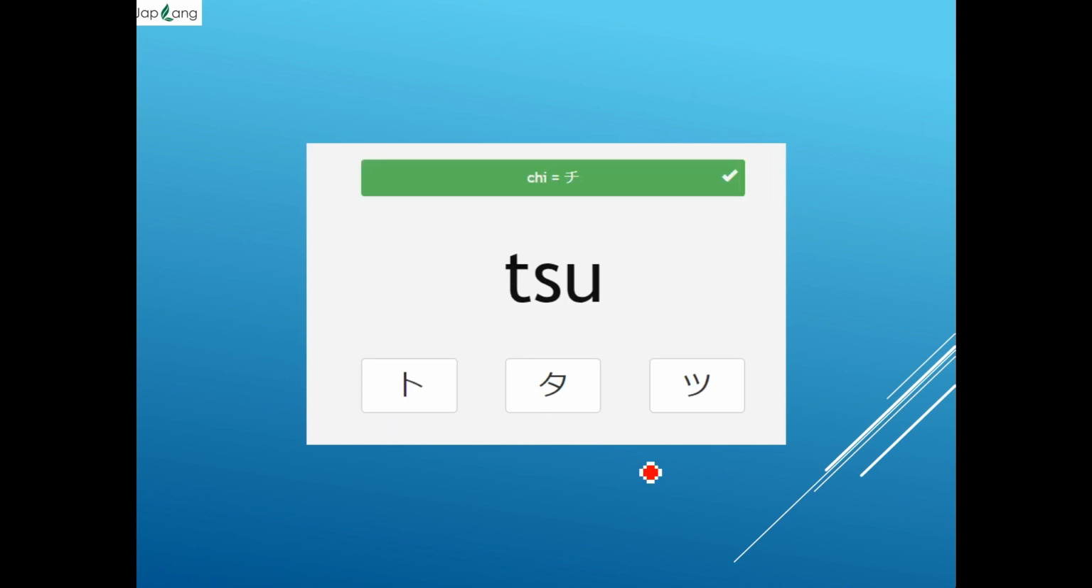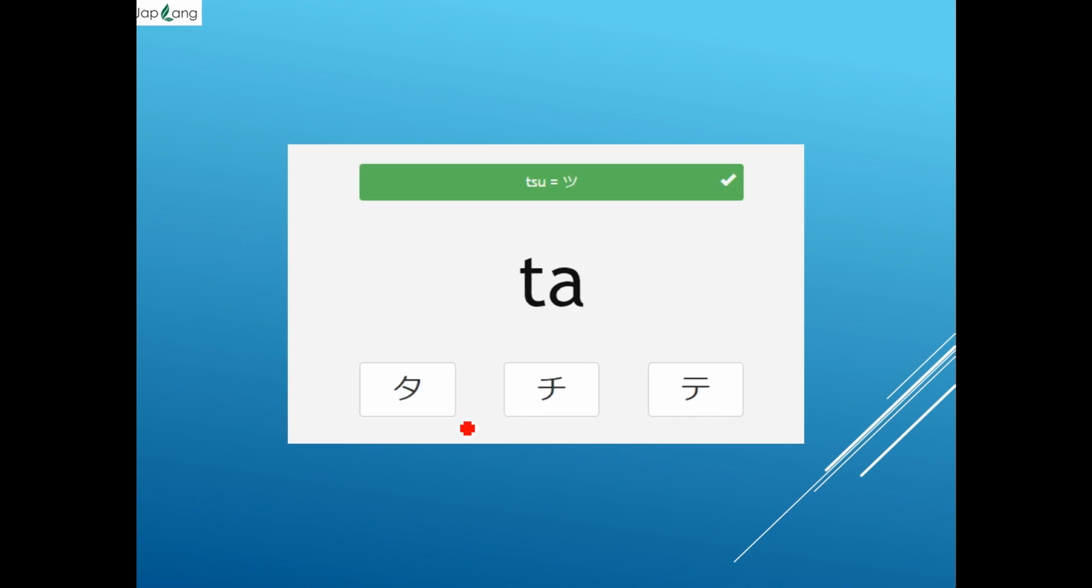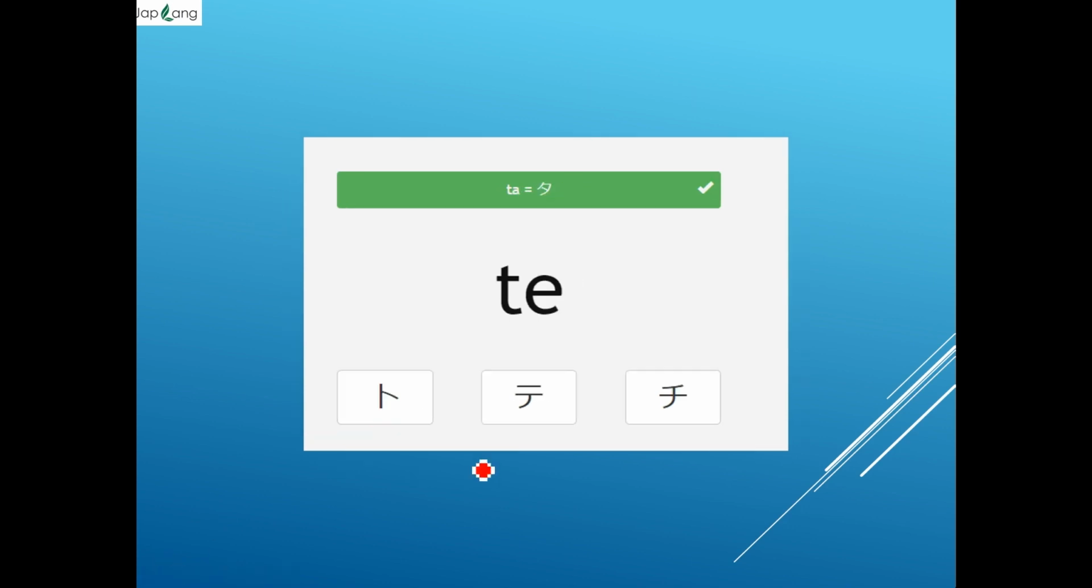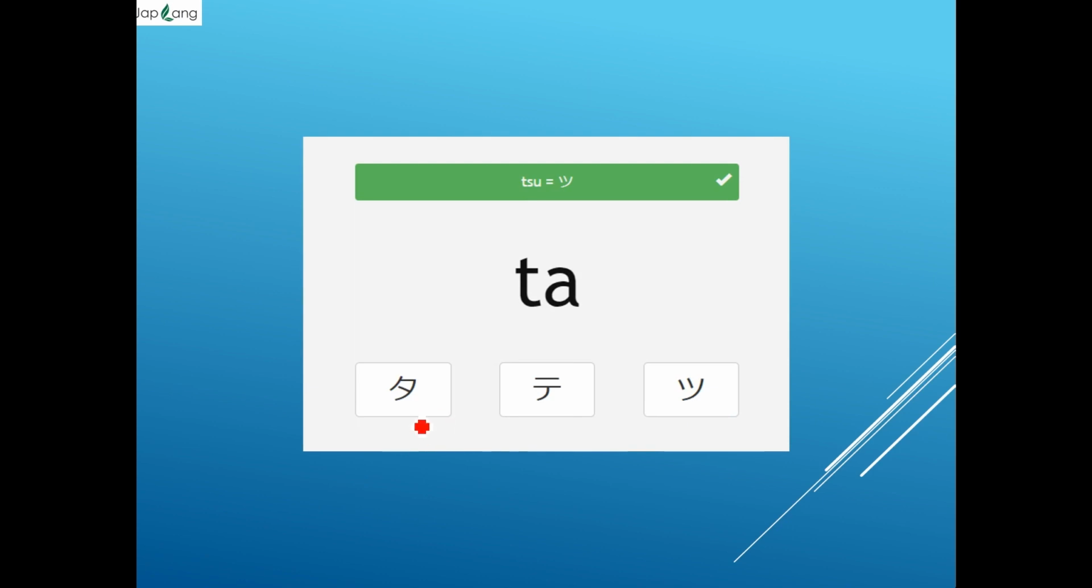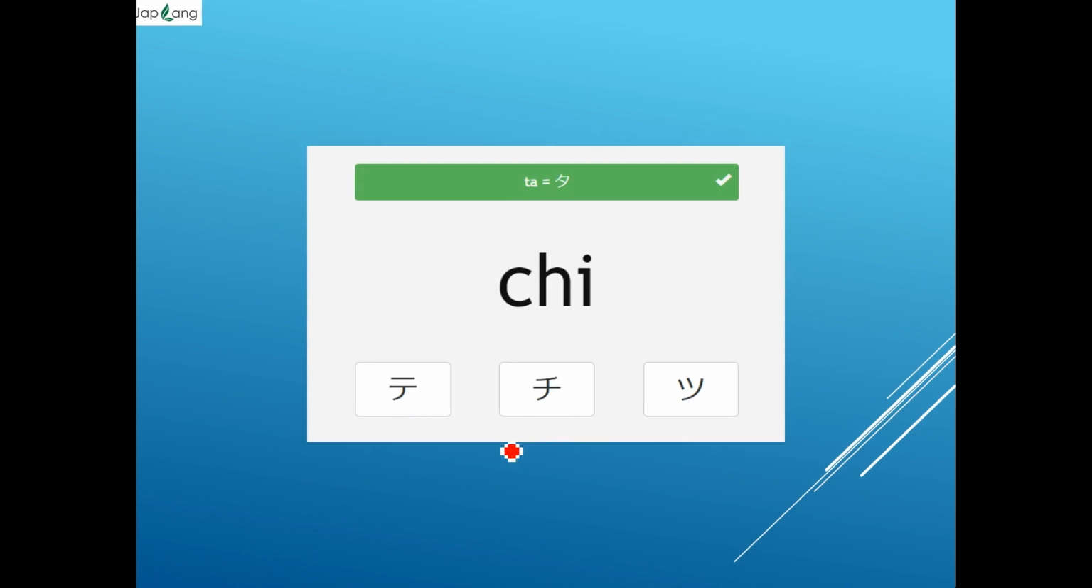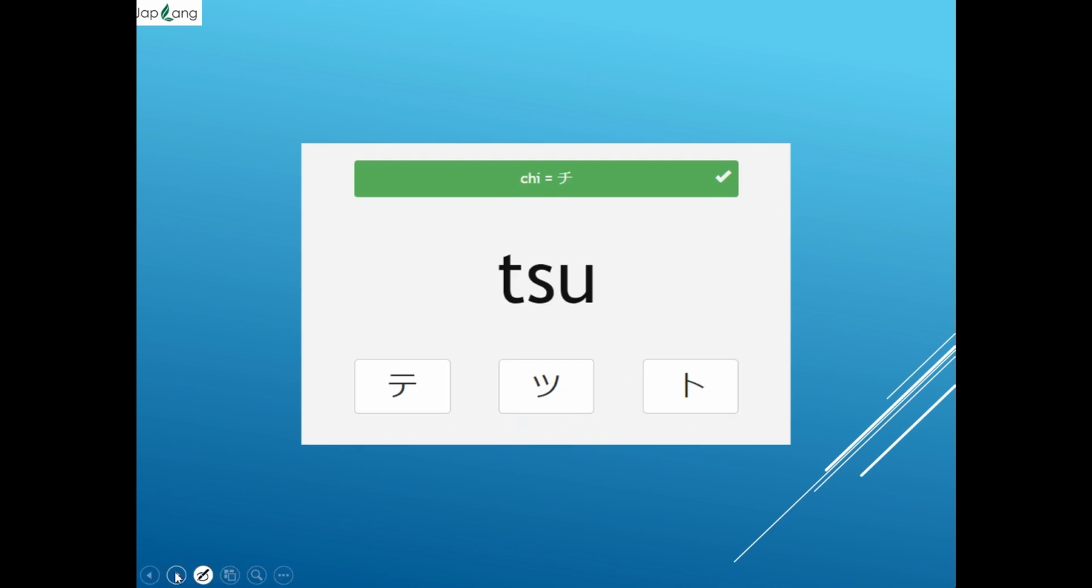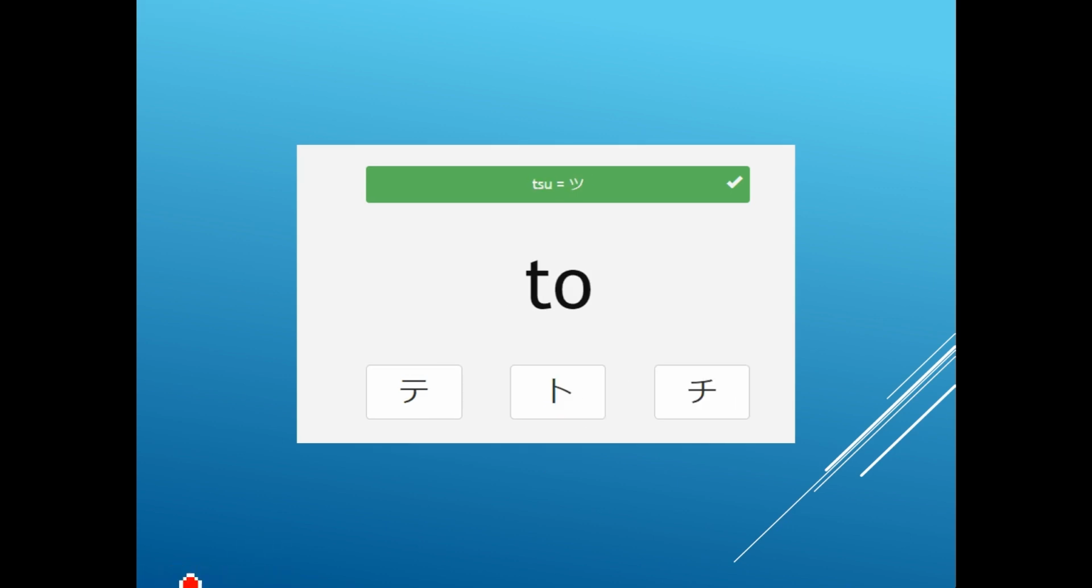Right answer. Ta, te, tsu, ta, chi, tsu, to.